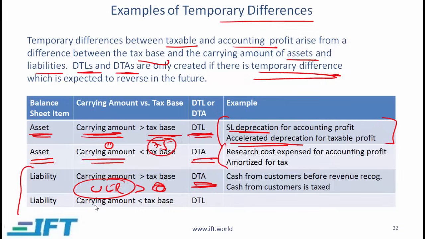If we have a liability where the carrying amount is less than the tax base, then we have a deferred tax liability.